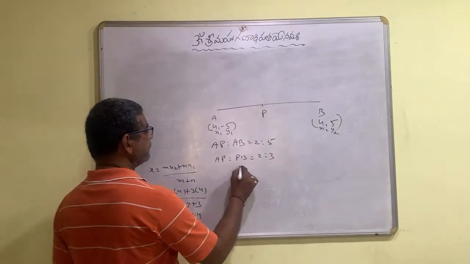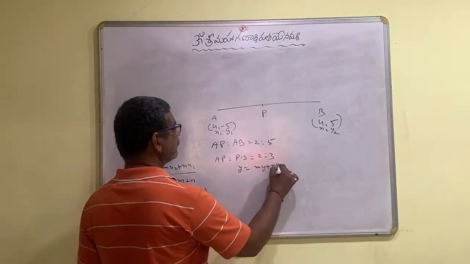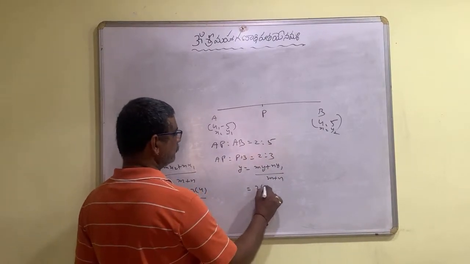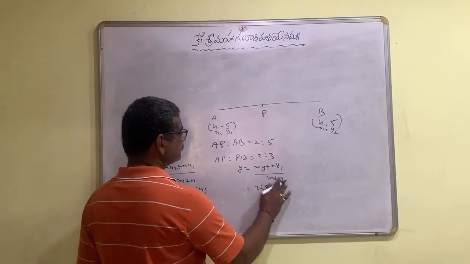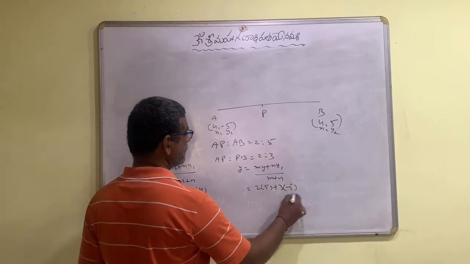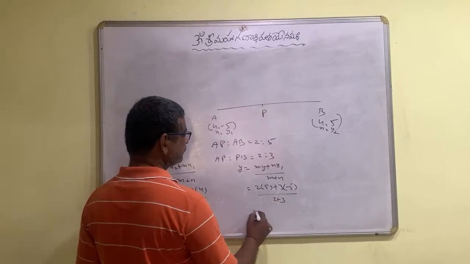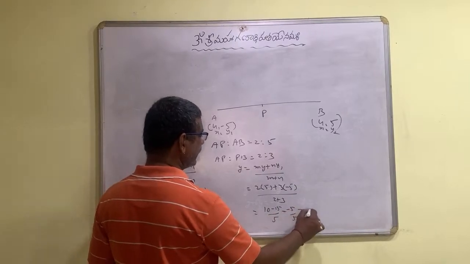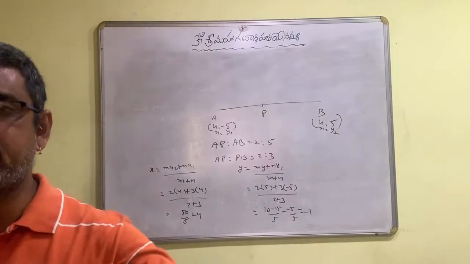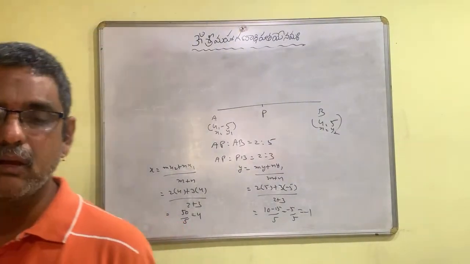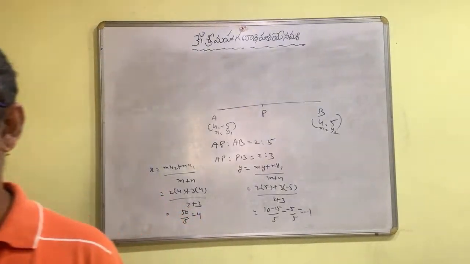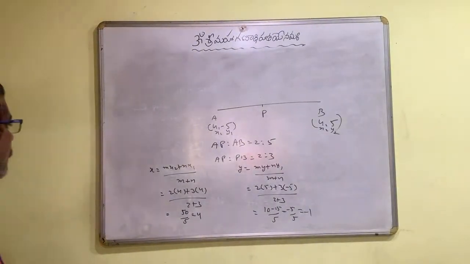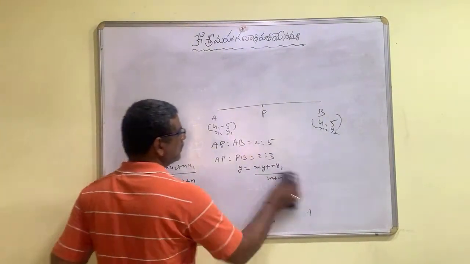Y coordinate formula: (m y2 plus n y1) by (m plus n). n is 3, y1 is -5. So (10 minus 15) by 5, that is -5 by 5, which is -1. So the coordinates of P are (4, -1). Very good. Next question.